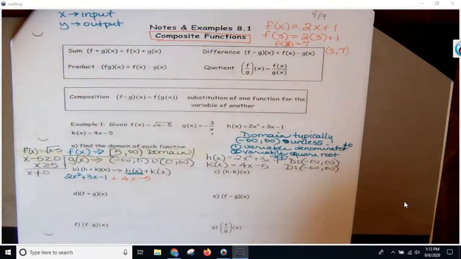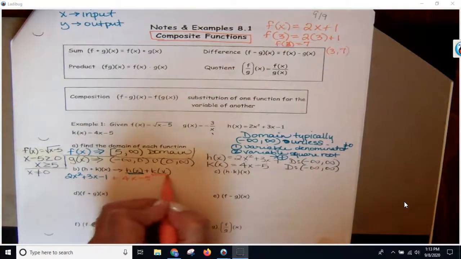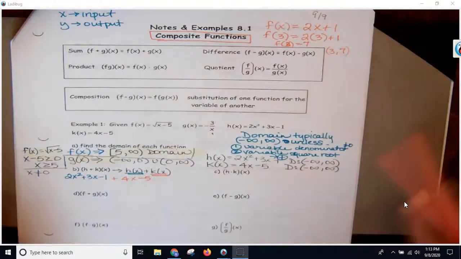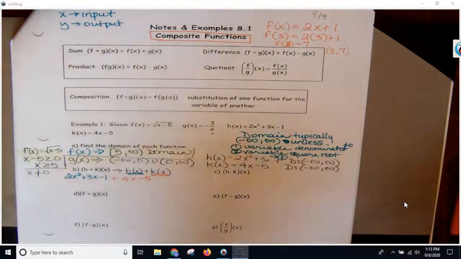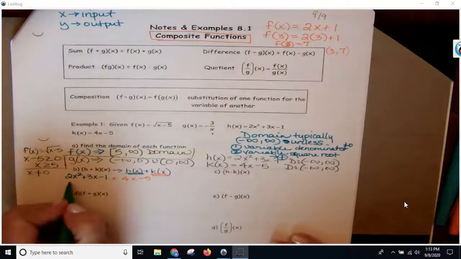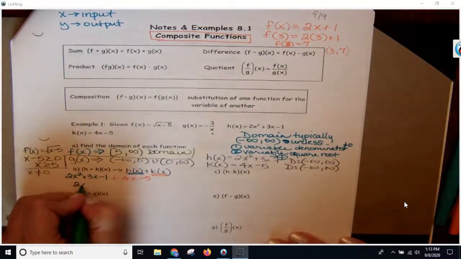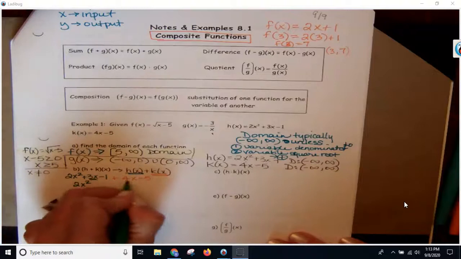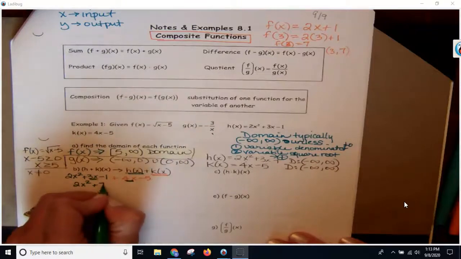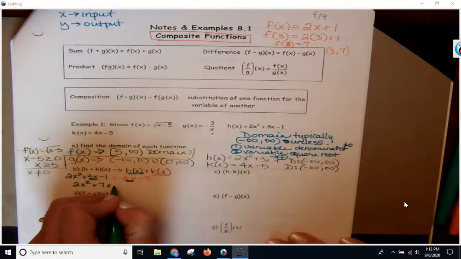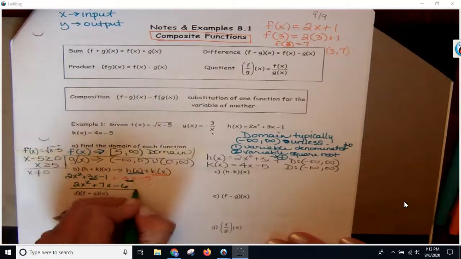So I'm just going to simplify this. That's this. And I'm just going to combine my like terms. My x squared has no like terms. 3x plus 4x is 7x. Negative 1 minus 5 is negative 6.